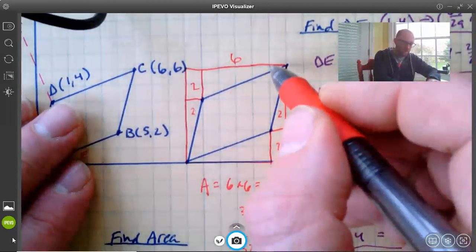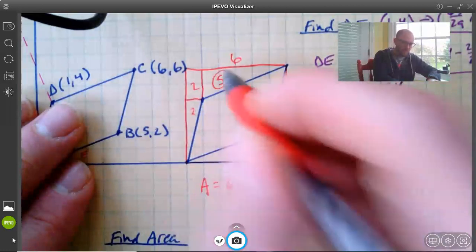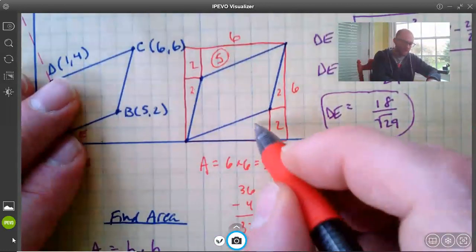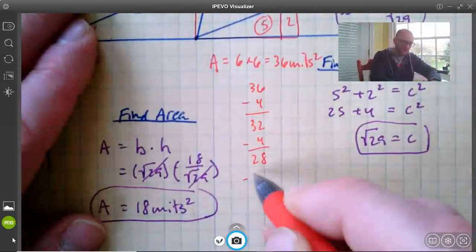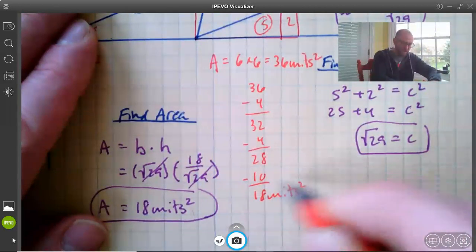This triangle is 1, 2, 3, 4, 5 by 2. So that's 5 square units there. And this one down here is also 5 by 2. So that's another 5 square units. So we'll just take away another 10. Gives us 18 units squared.